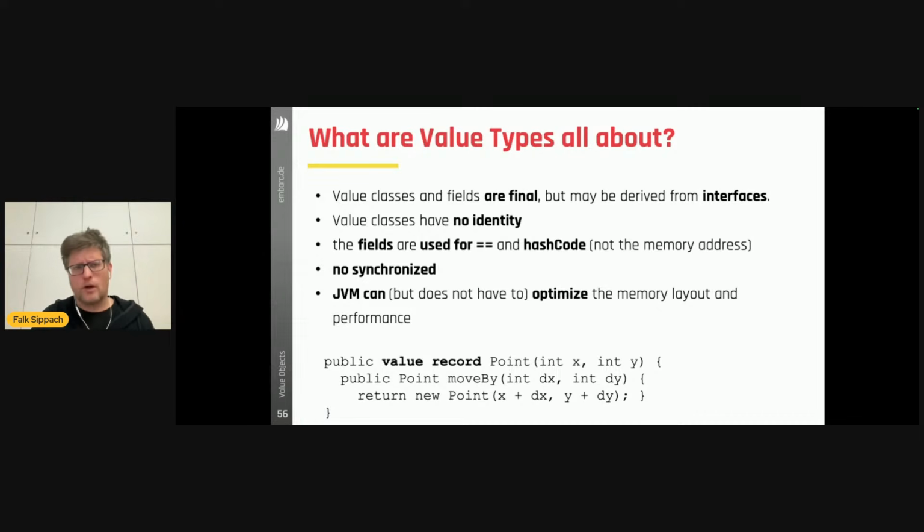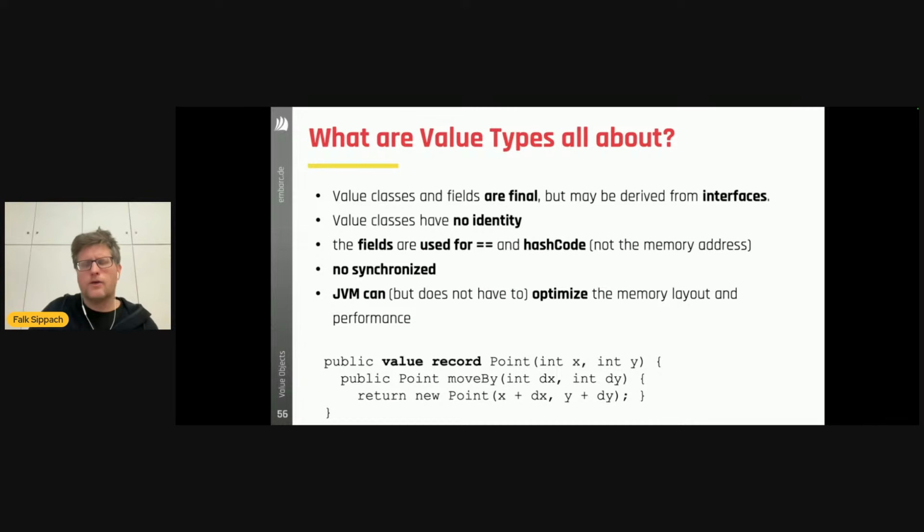And of course the JVM, the Java Virtual Machine, can, but does not have to, and will not do it in the beginning, optimize memory and performance. That will help us to have more efficient Java applications in the future, maybe not in the next 2 years, but maybe in the next 5 or 10 years. As more and more value objects get introduced, the JVM will optimize them more and more from version to version. As you see in this example for point, of course we can have methods, like a move by method here. They look like normal classes, but are value objects, and they are not stored as objects. They can be stored as just values on the stack, for example, so more memory efficient.